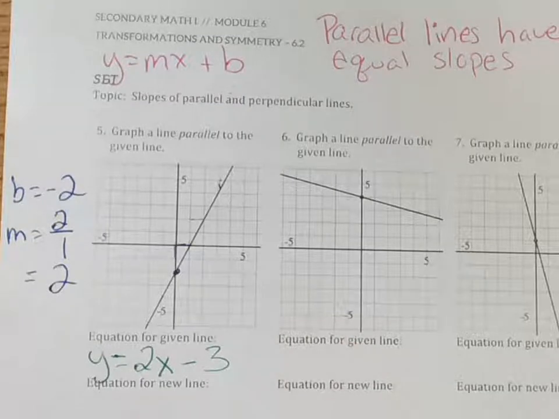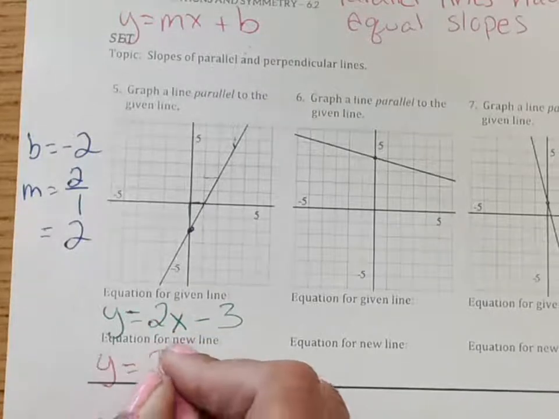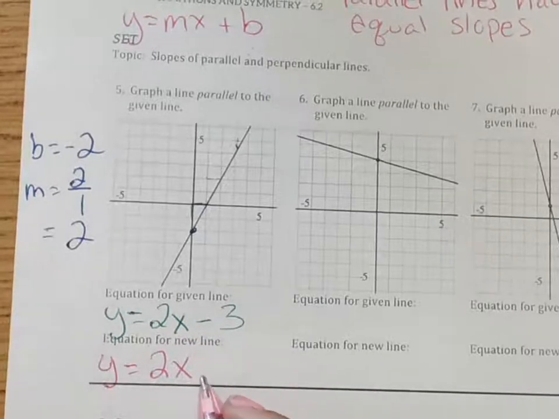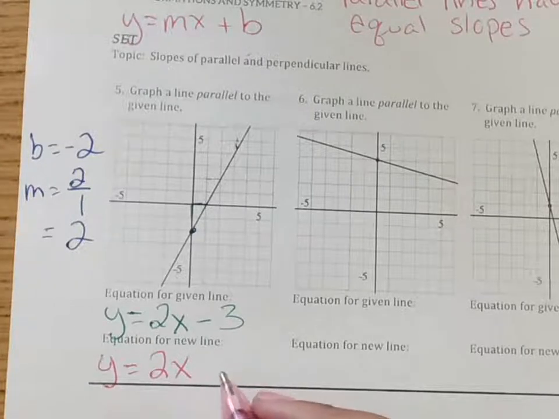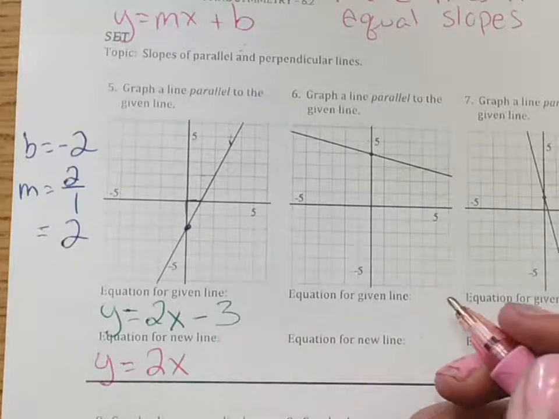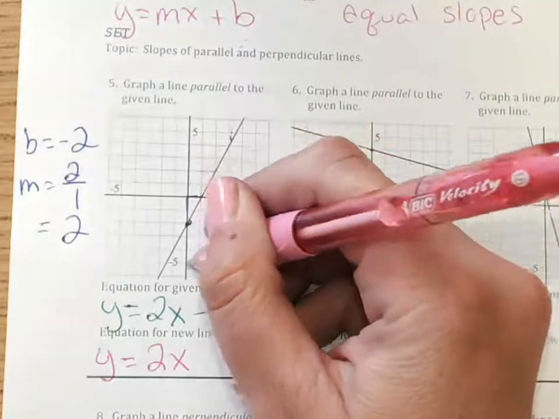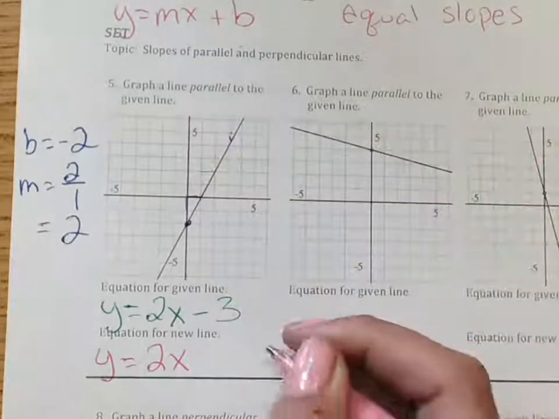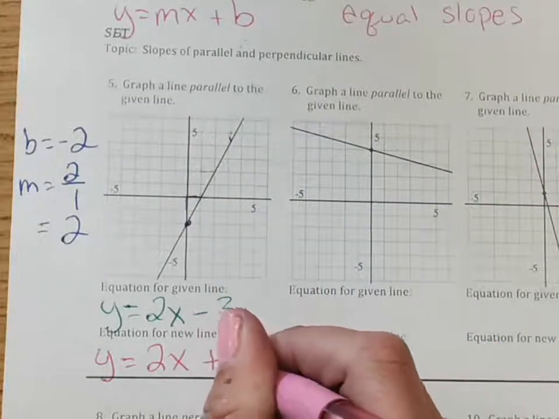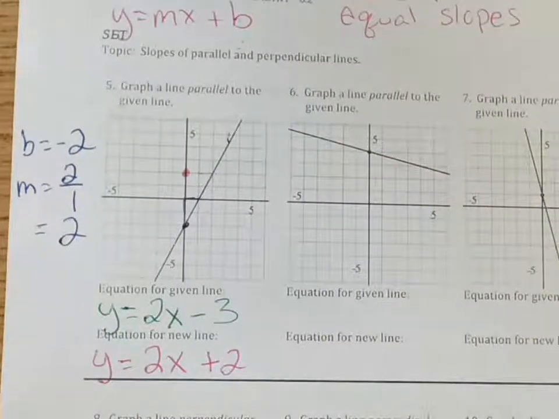Okay, so your new line has to be parallel. So it means your slope has to be the same. So it's going to be y equals 2x, and then you can make the y-intercept be whatever you want. It doesn't matter. Well, okay, it does matter. Don't make it -3 because then they would be exactly the same. Anything other than -3. I'm going to do 2. So my y-intercept is going to be 2. You could have picked anything on the y-axis except for -3.